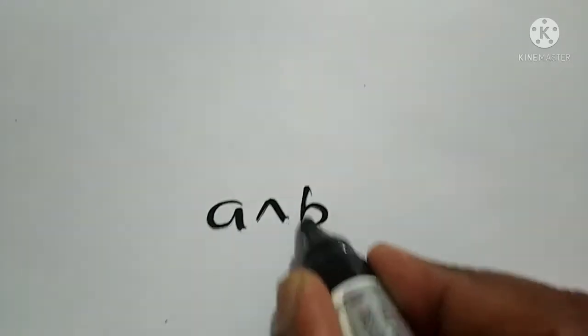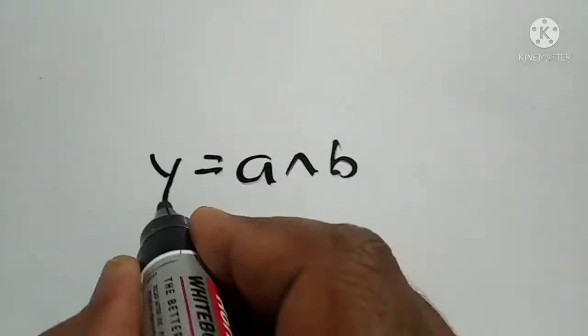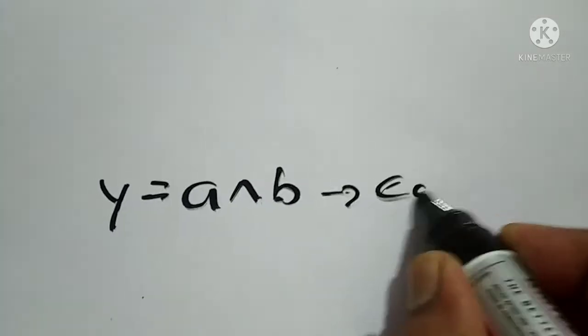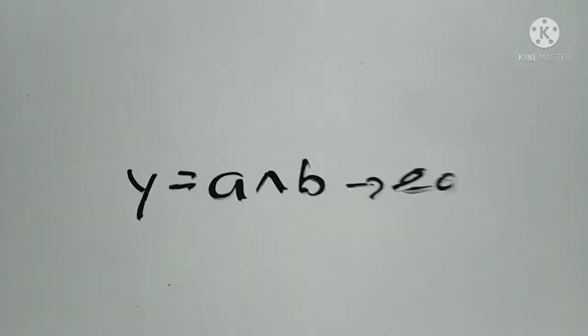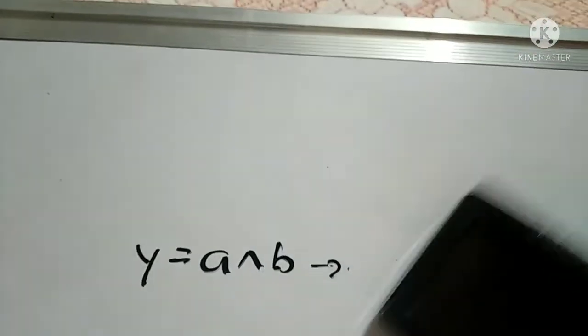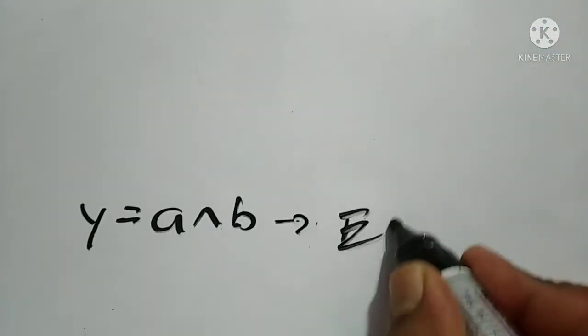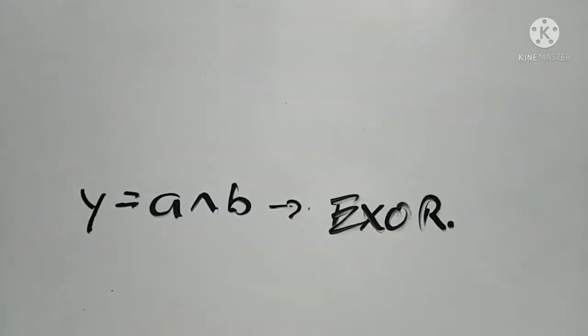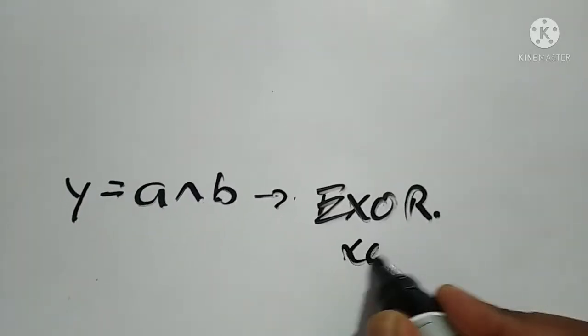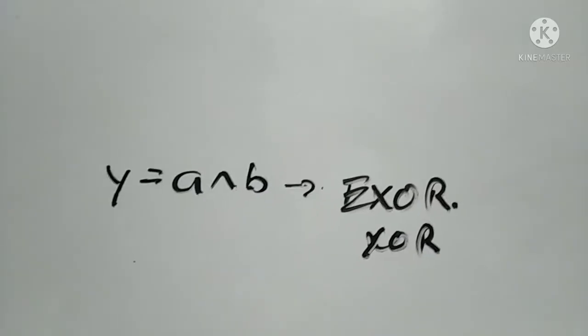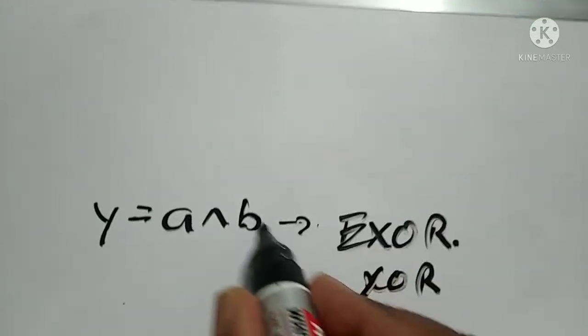Right. Okay. There is another operator. For example, A XOR B. This operator we call by the name XOR operator. Take it as the XOR operator, or we can just write it as XOR operator. So this is the difference.